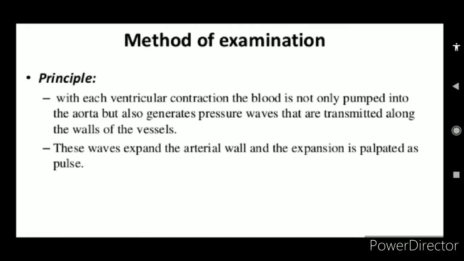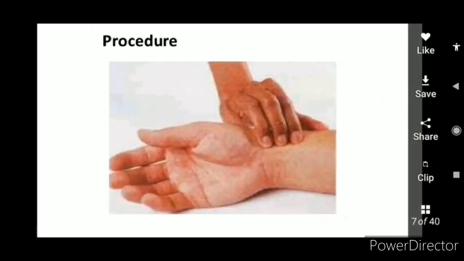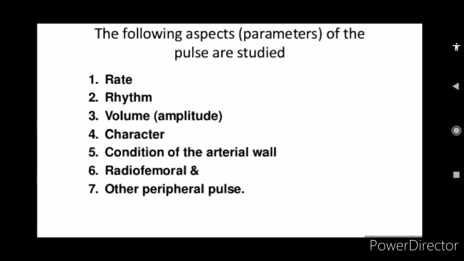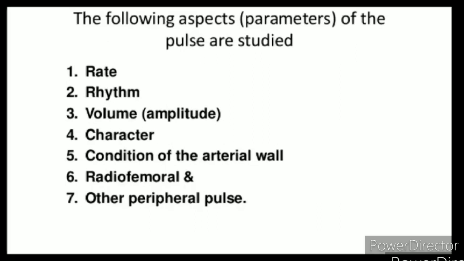So the method of examination: with each ventricular contraction, the blood is not only pumped into the aorta but also generates pressure waves that are transmitted along the walls of the vessels. These waves expand the arterial wall and the expansion is palpated as the pulse. The following parameters of the pulse are studied: rate, rhythm, volume, character, condition of the vessel wall, radiofemoral delay and other peripheral pulses.